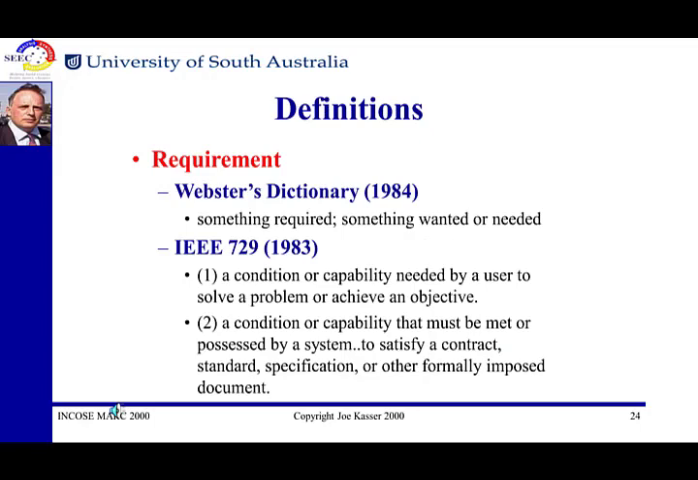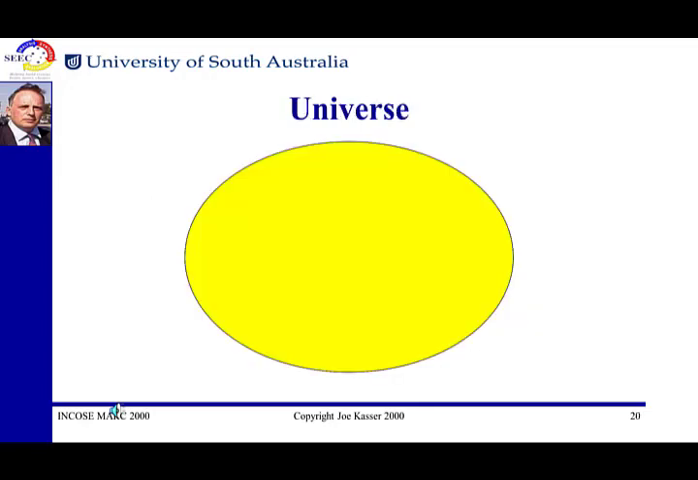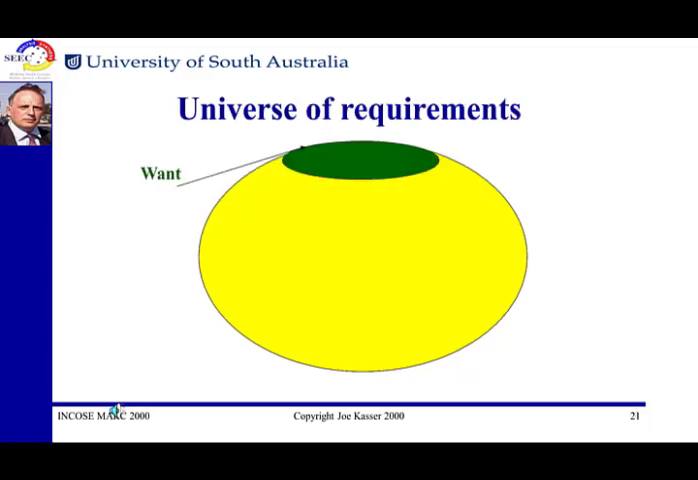On objective requirements, take a look at some definitions. Webster's Dictionary defines a requirement as something required, something wanted or needed. And the IEEE definition is a conditional capability needed by a user to solve a problem or achieve an objective, or a conditional capability that must be met or possessed by a system to satisfy a contract, standard, specification, or other formally imposed document. So before we start putting together the requirements for a system, we start with a universe. The first set of requirements that we identify are those that we want.